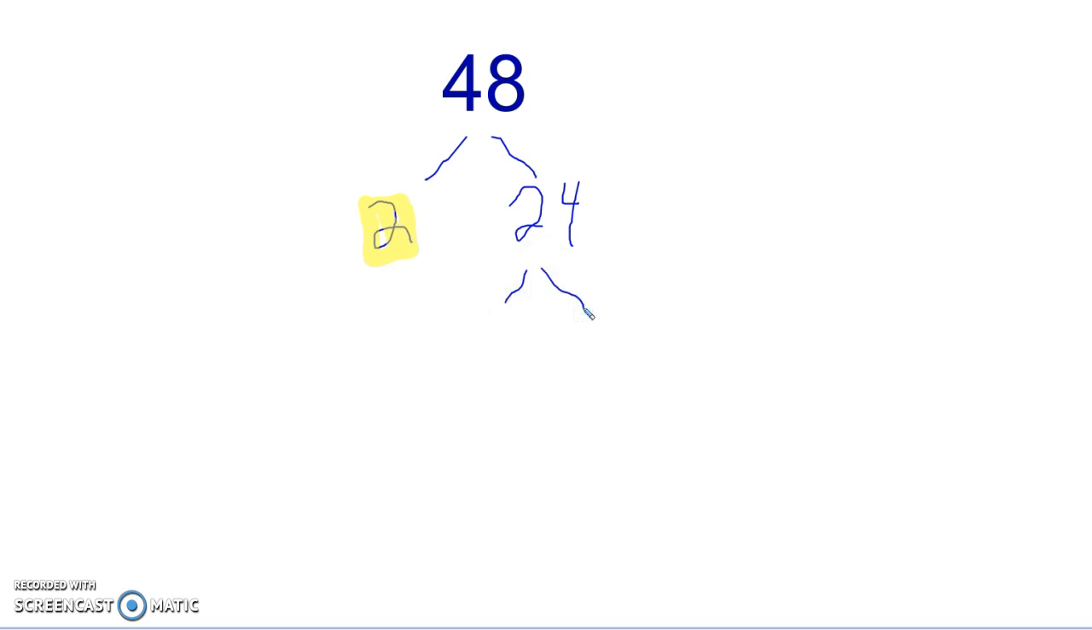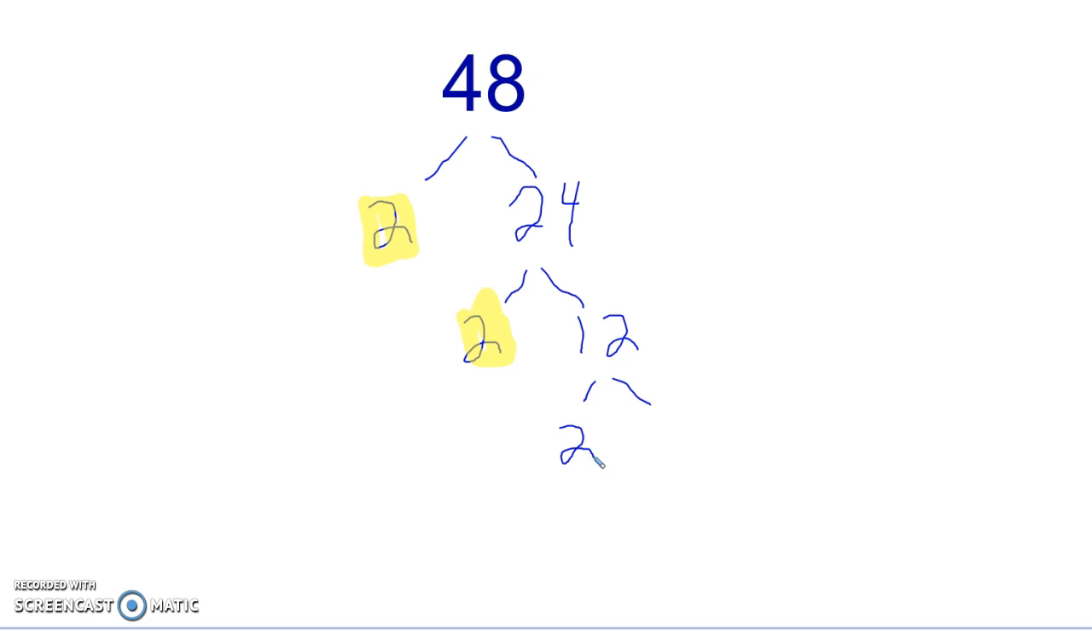24 is also even, so that can also be divided by 2. So I know that there's 2, and 24 divided by 2 is 12. So we end up with another prime here, which is 2. This time we have to continue. 12 is not prime, so we have to continue here. 12 is also even, so I can divide that by 2. And 12 divided by 2 is going to give us 6.